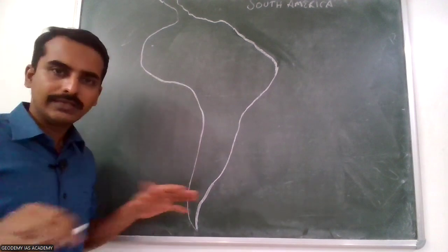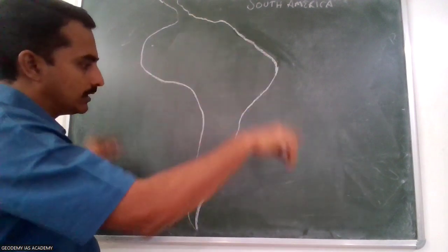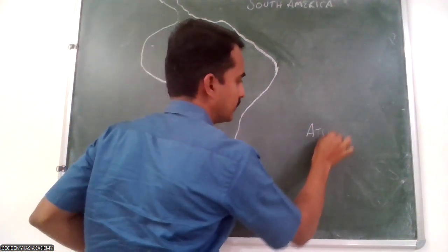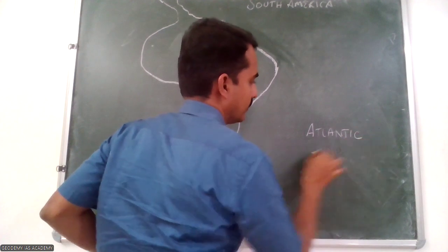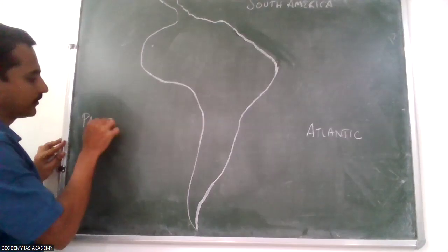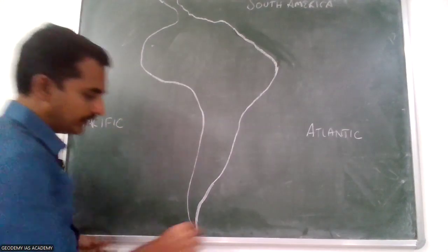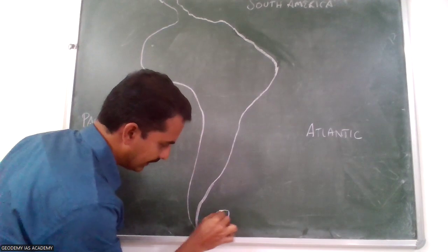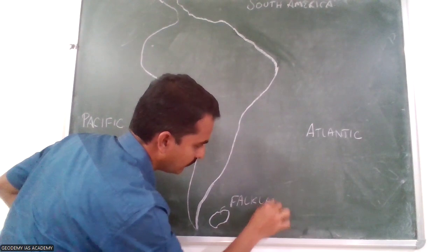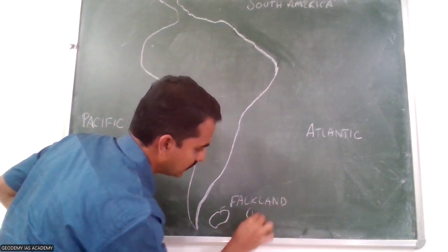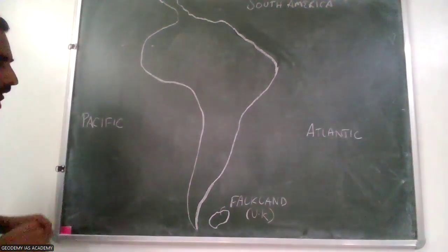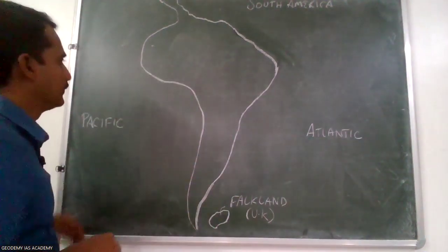Okay. So as usual, first we should know the surrounding regions of the continent, and here it is the Atlantic Ocean in the eastern part of South America, and in the western part it is the Pacific. And here the island, Falkland Island, is located in this region. The Falkland Island belongs to the territory of the United Kingdom, a UK territory, located nearer to Argentina. And frequently it is in the news also.